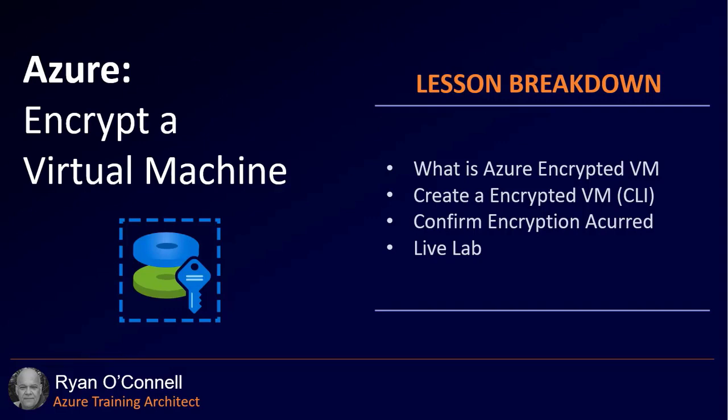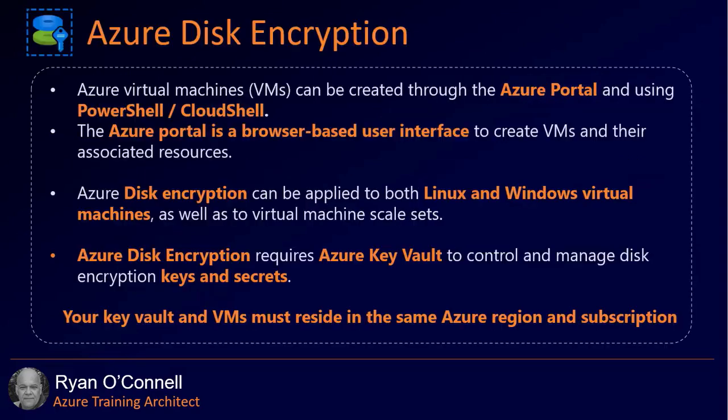Machine. We are going to encrypt an Azure Virtual Windows machine. We'll encrypt that VM using the Azure CLI/bash interface. We'll confirm encryption has taken place, and of course we'll do this as a live lab.